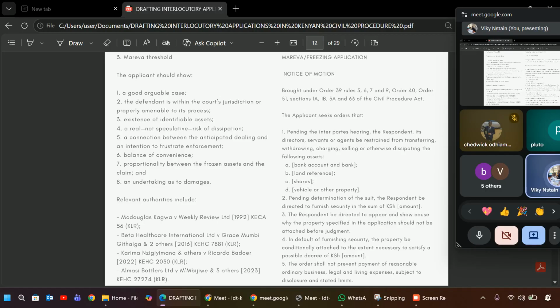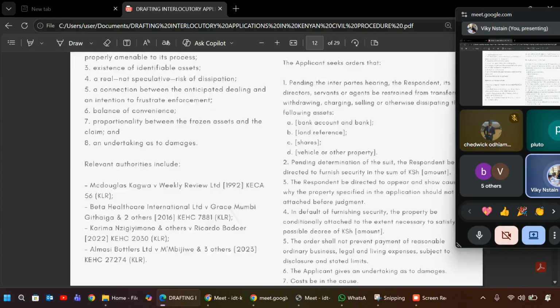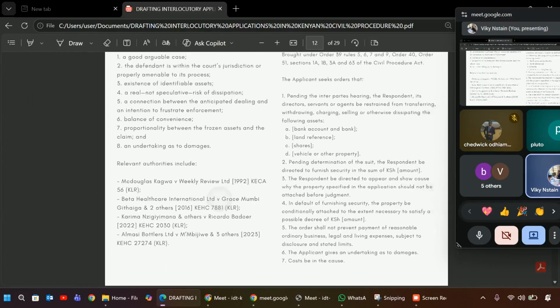And now, pending determination of the suit, the respondent be directed to furnish security in the sum of this amount. Why are we asking for security? Because we saw the court can tell the defendant to show cause, and if he fails to show cause, he can be directed to furnish security in a certain amount. And then the respondent be directed to appear and show cause why the property specified in the application should not be attached before judgment. Okay?